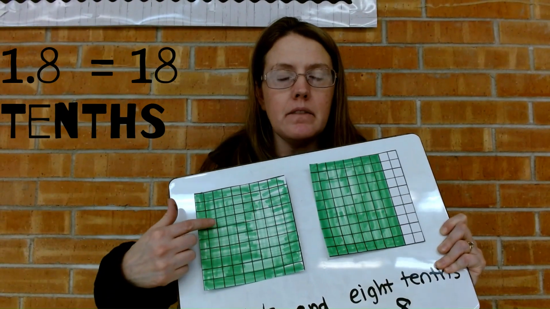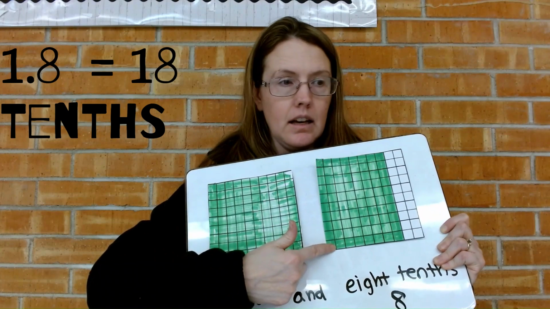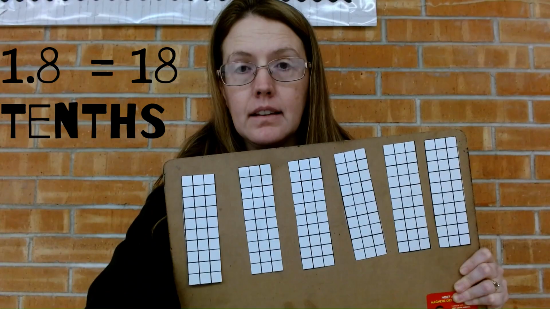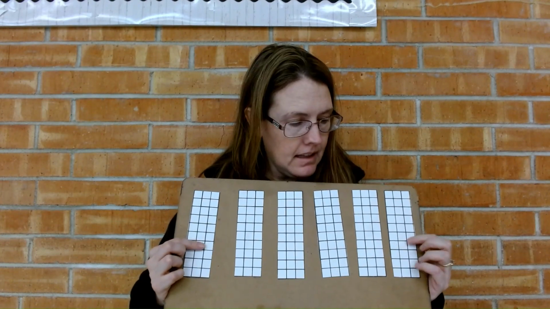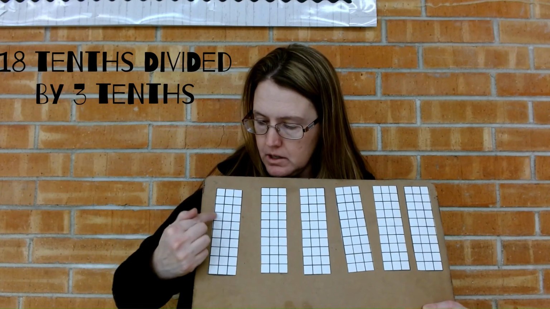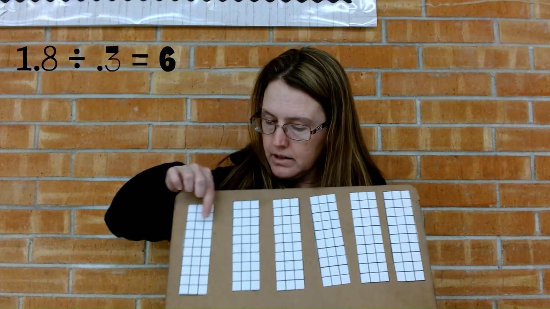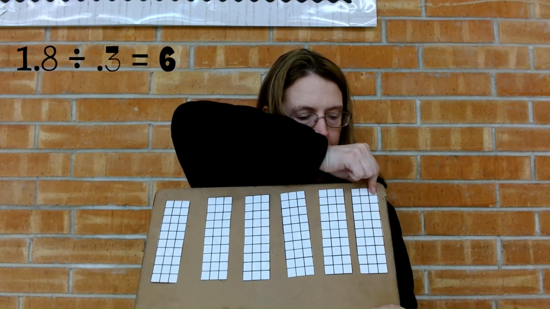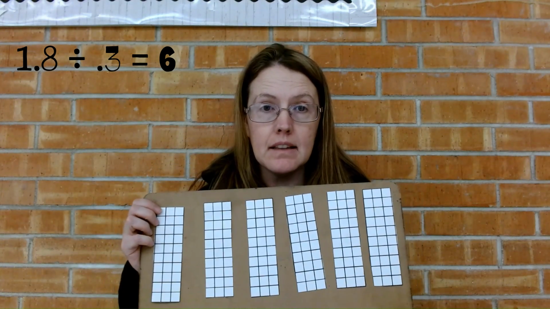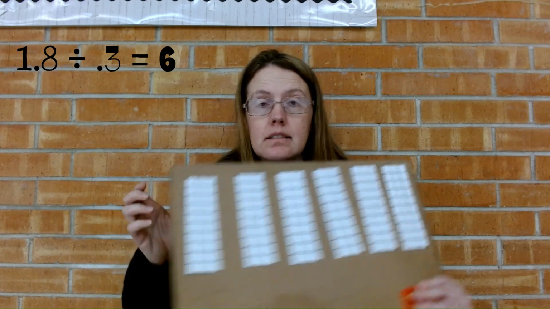But another way to think of it is that it's just 18 of these little long tenths. And this is my model of those 18 tenths. This is 1 8/10 broken up into groups of 3/10. So each of these groups has 1, 2, 3/10. How many groups of 3/10 do I have? 1, 2, 3, 4, 5, 6. So 1.8 divided by 3/10 equals 6.